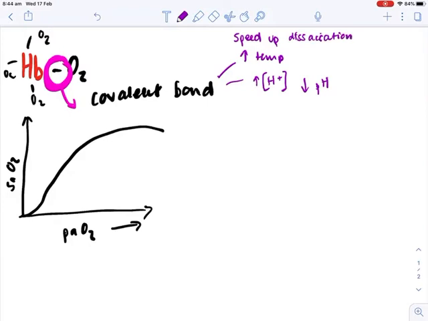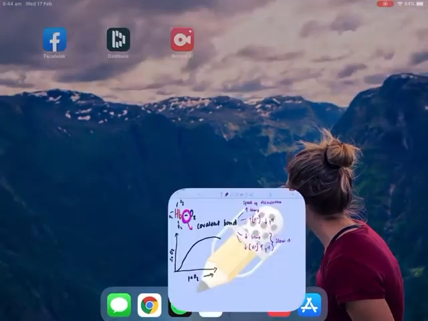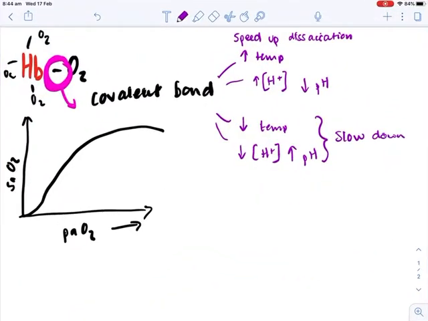I cannot spell. And then you want to think about the things that are going to slow down breaking of the bonds. So things that will slow down breaking, you can imagine when it's quite cold, there's less energy, so they can't reach their minimal need to disassociate. So it's going to slow down if you have a low temperature, or if you have less free hydrogen ions, otherwise known as an increase in pH. So these things here are going to slow down the breaking of this bond.